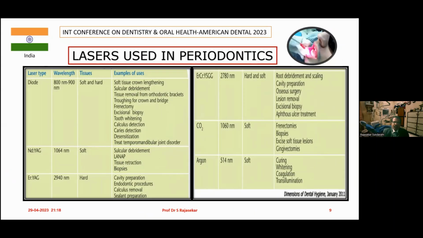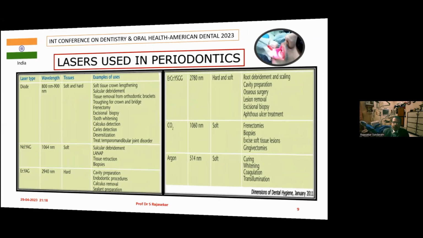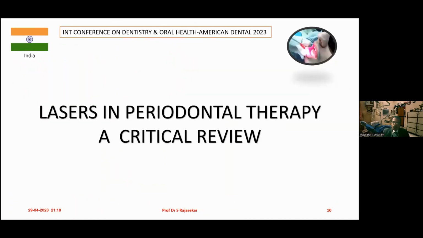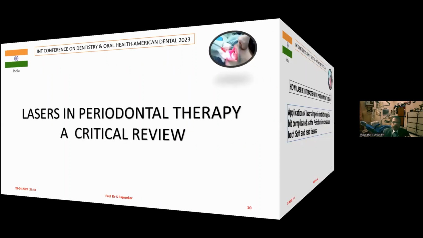So these are the various lasers used for periodontal or dental surgical procedures. It can be a diode laser, neodymium YAG lasers, erbium YAG lasers, erbium chromium YSGG lasers, CO2 lasers, or argon lasers at different wavelengths. So now, whether lasers are really beneficial or whether they are a hype, we have to see.